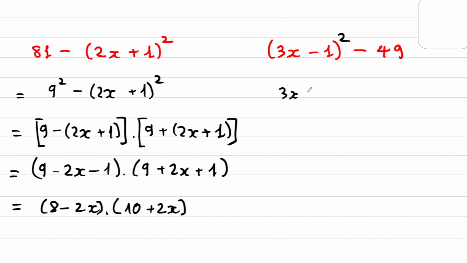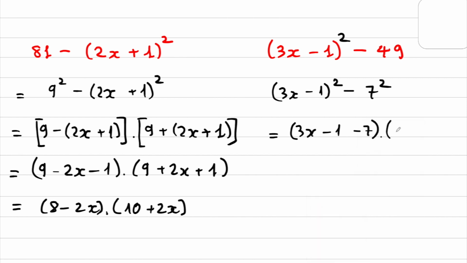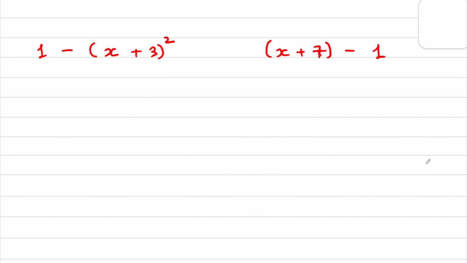Oh, sorry, I forgot square in this one. Here is square and minus 7 square. So 3h minus 1 minus 7. I think for this case, I don't need to take a square bracket like here, plus 7, and then 3x minus 8, and the next one 3x plus 6. Okay, and go on to the last question in this video.